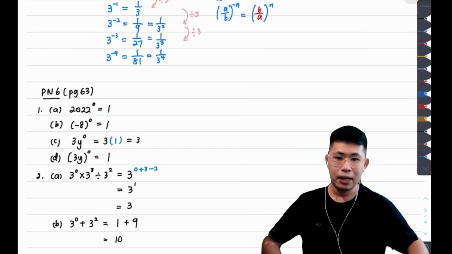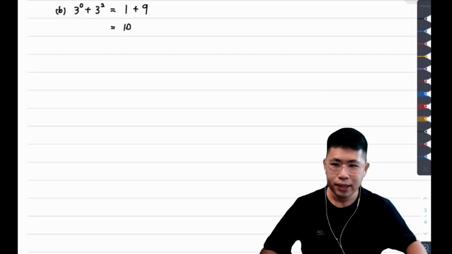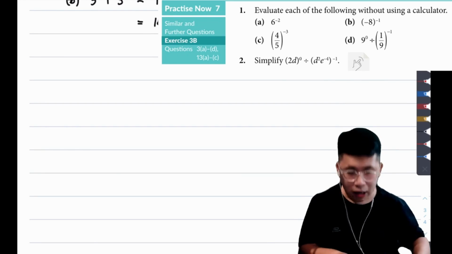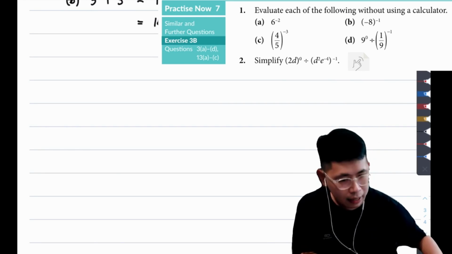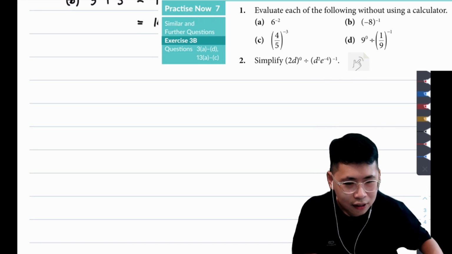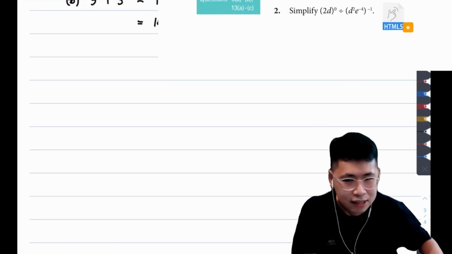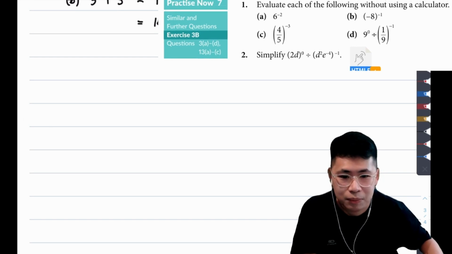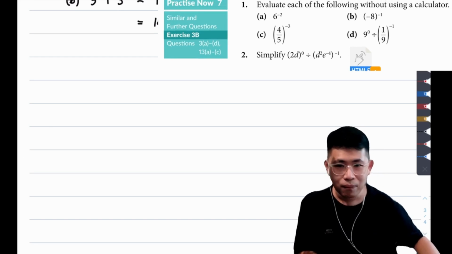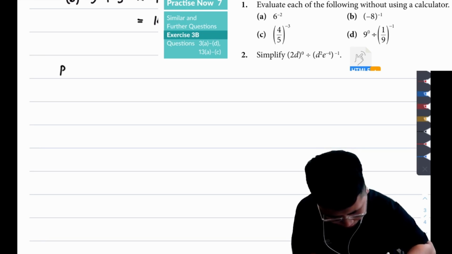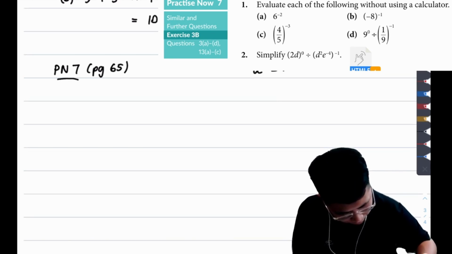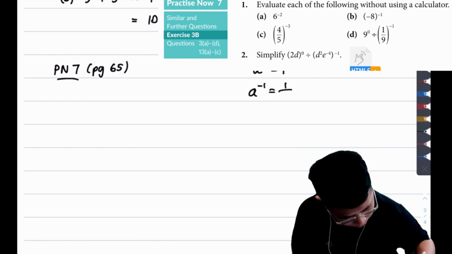Alright, so without further ado, let us take a look at practice now 7. Okay, here we are, practice now 7 at page 65. Hopefully it's not off. Oh dear, it is a bit off. Okay, alright, page 65. So practice now 7, page 65. And over here we have our, let me write down our few definitions.